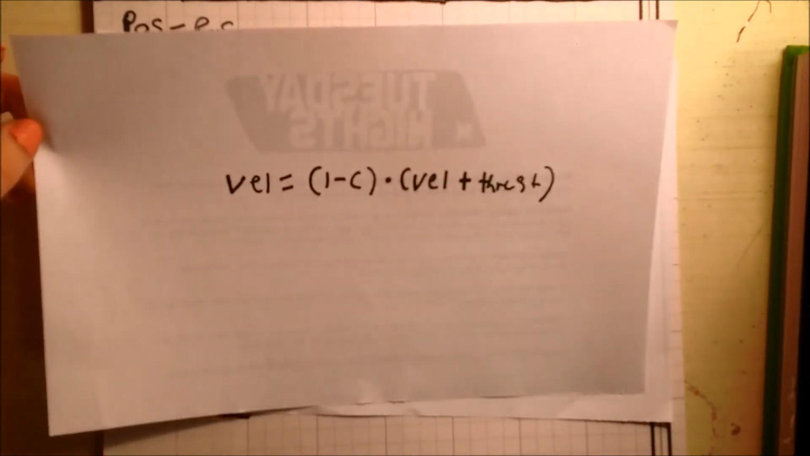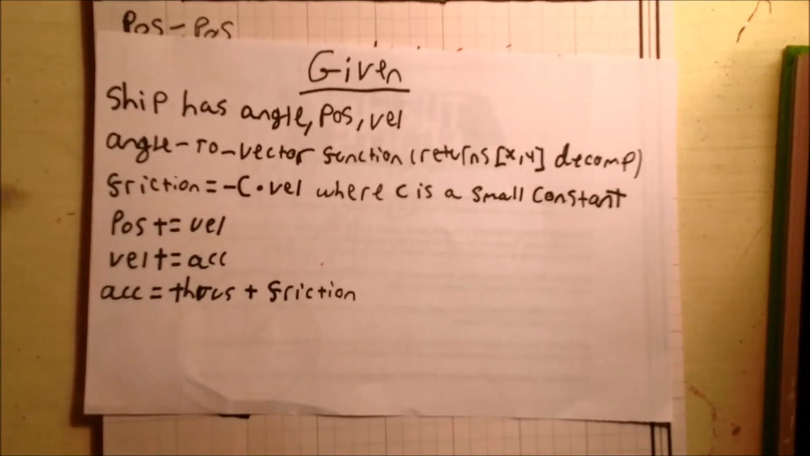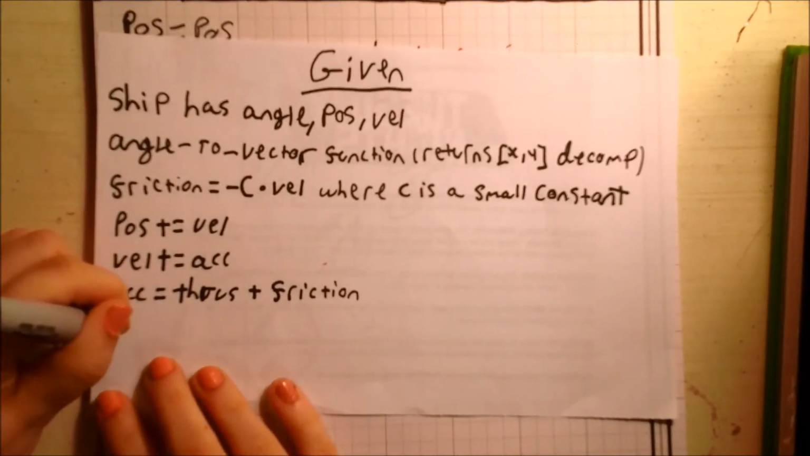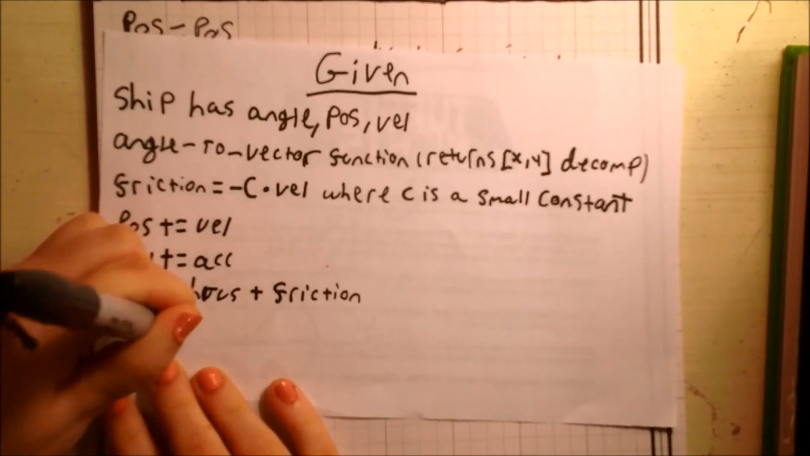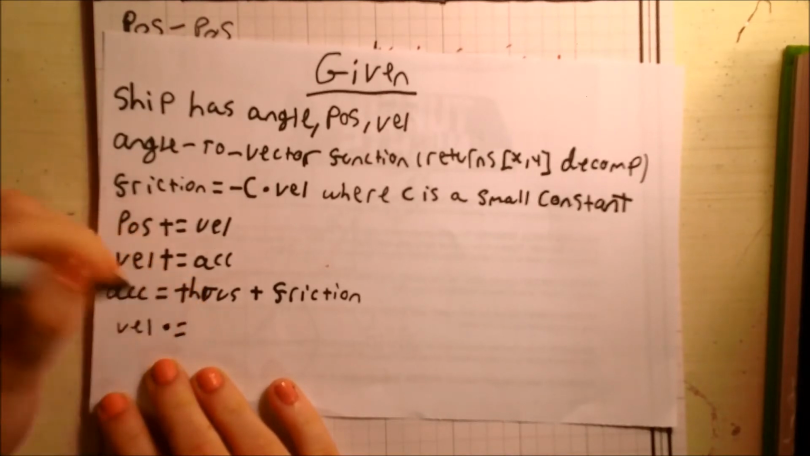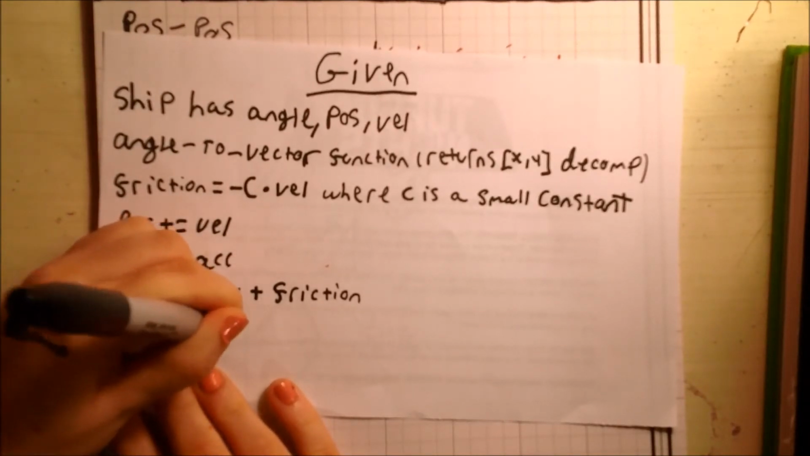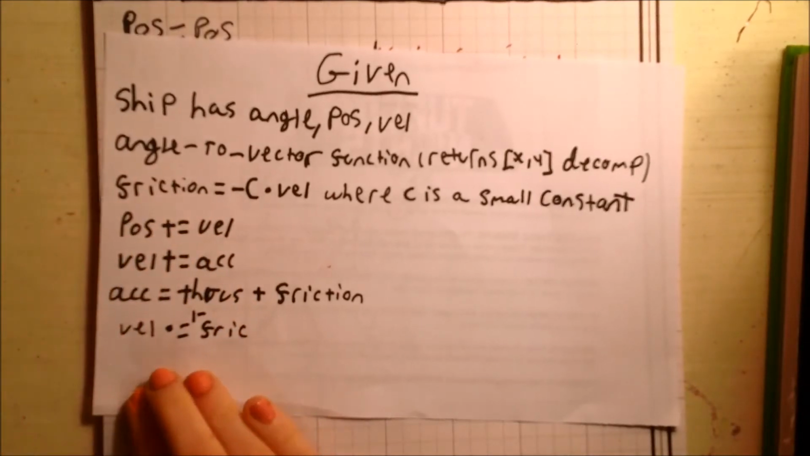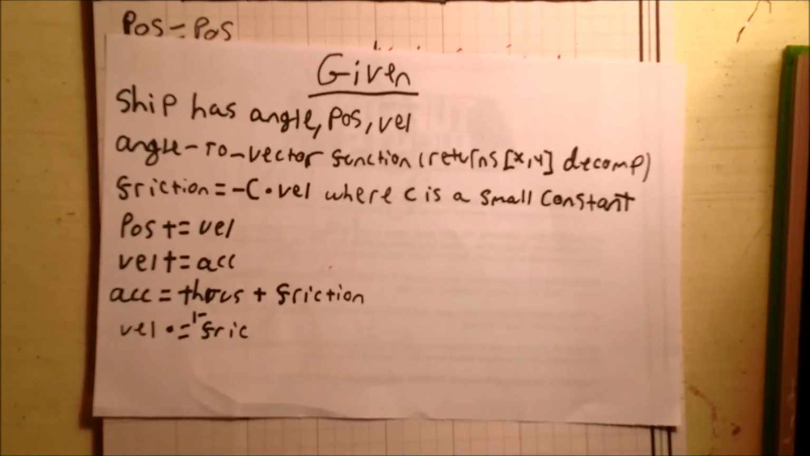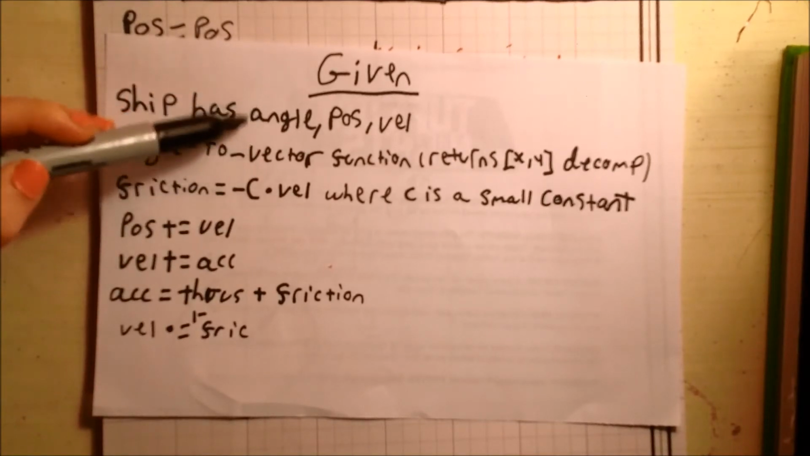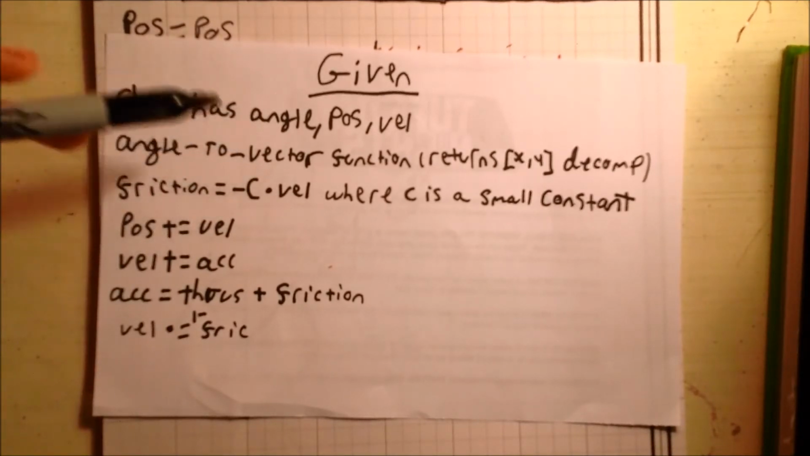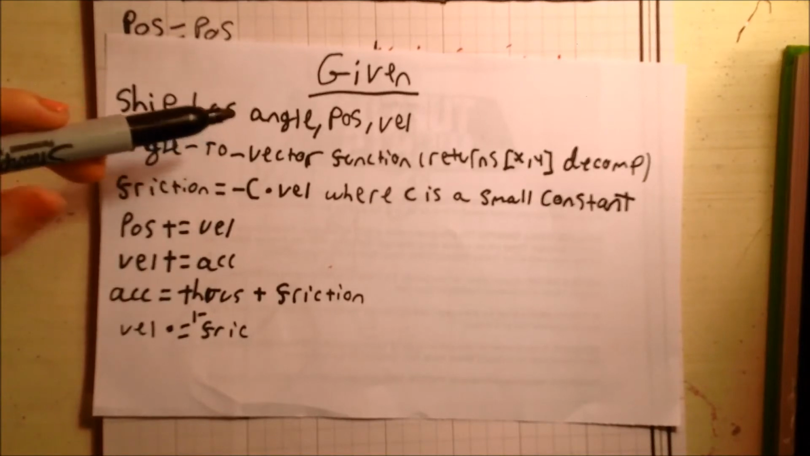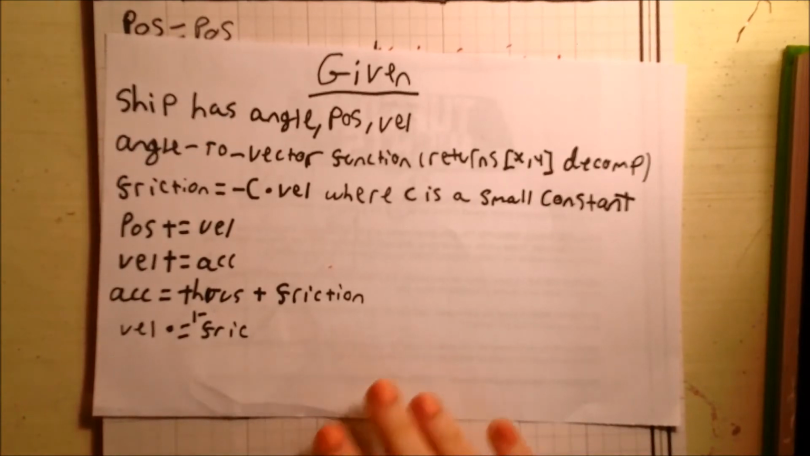So all we need to do to apply friction is just say velocity times equals 1 minus friction. The thrust is a little bit harder. The thrust is actually just the decomposition of the angle because the draw handler is called so often. So it's a little bit harder, but it's still easy.